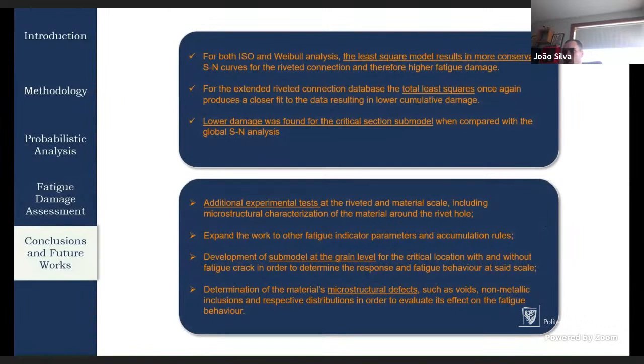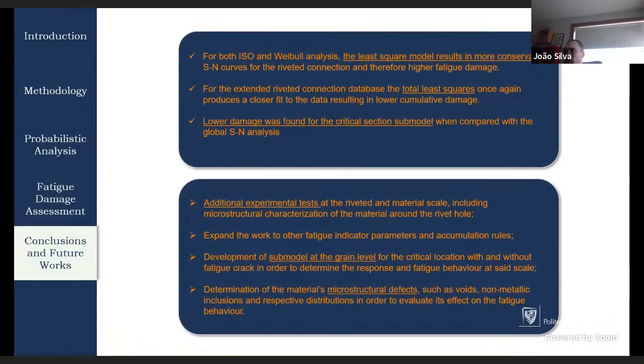We conclude that for both the ISO and the Weibull analysis, the least squares model results in a more conservative S-N curve for the riveted connection, and higher fatigue damage. For the extended riveted connection database, the total least squares once again produced a closer fit to the data, resulting in a lower cumulative damage, and lower damage was found for the critical sections model when compared with the global S-N analysis. To improve this work, I will add more experimental data at the riveted connection and the material scale, including microstructural characterization of the material around the rivet hole.